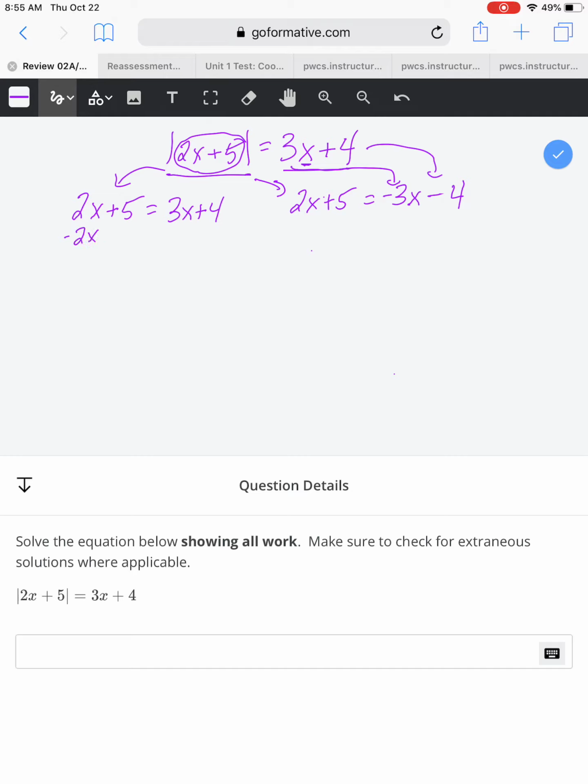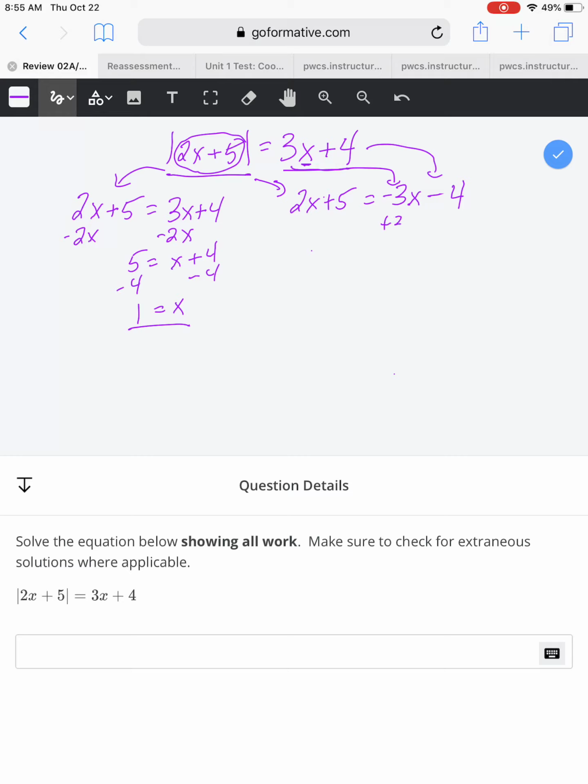So for this, I can either subtract 3x or subtract 2x. I'm going to subtract 2x. So it's going to be x plus 4. I'm going to subtract 4. X is equal to 1. That's one possible answer.